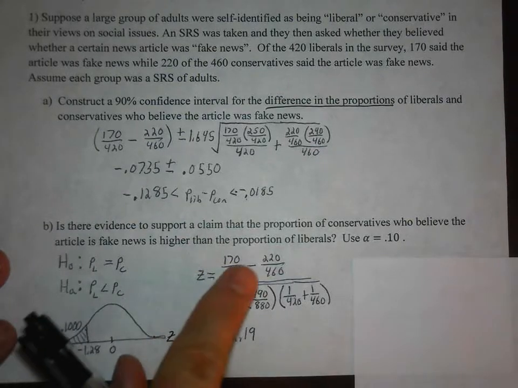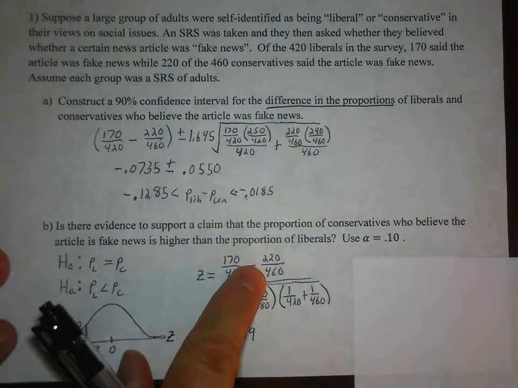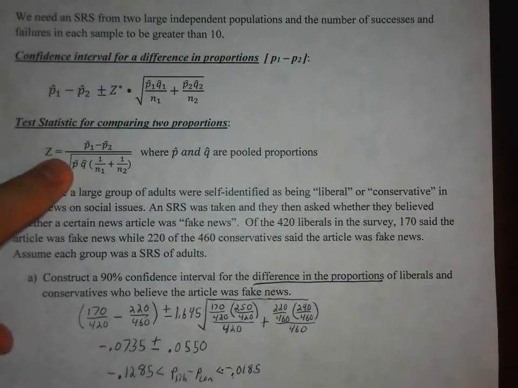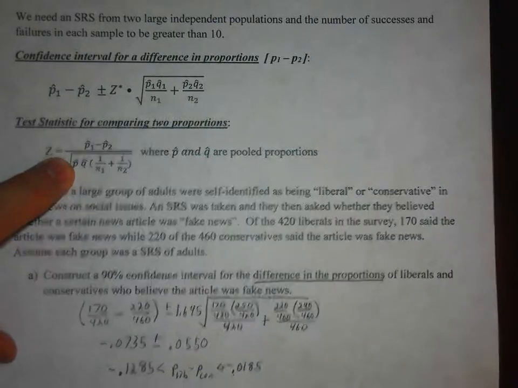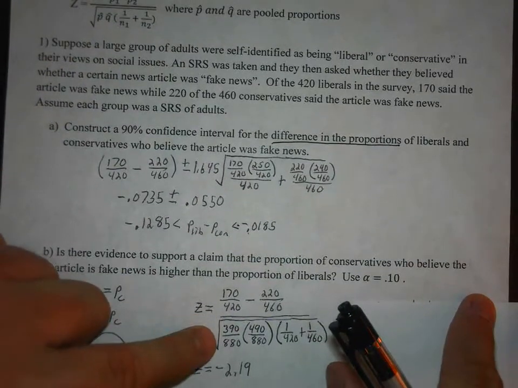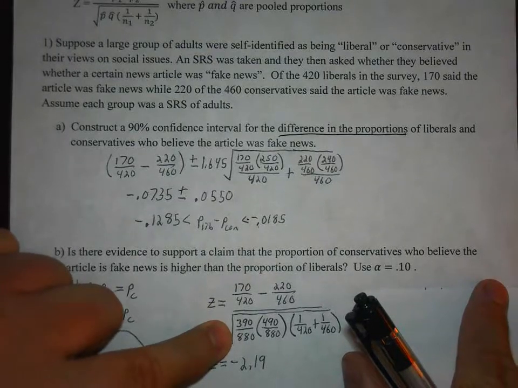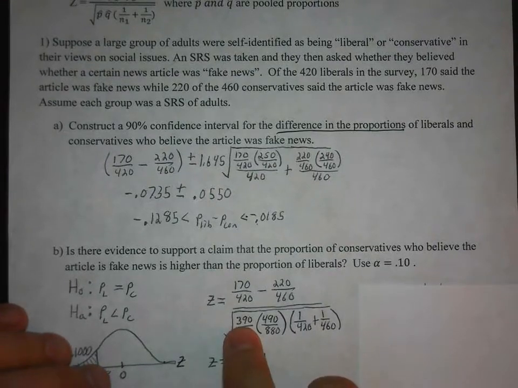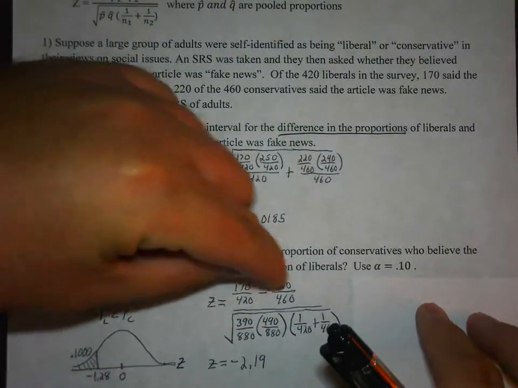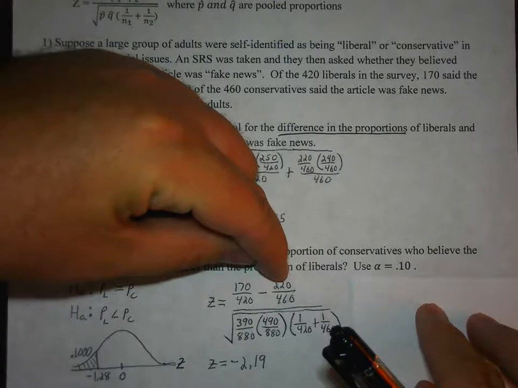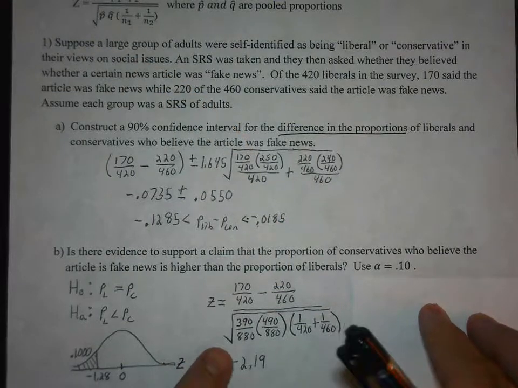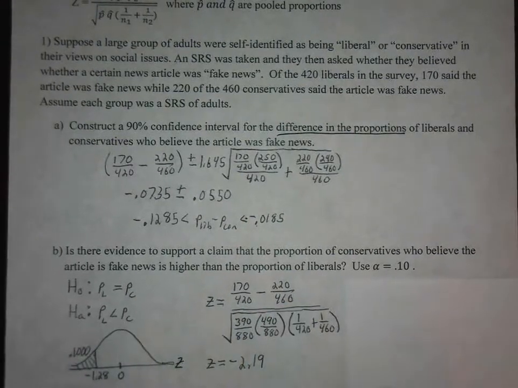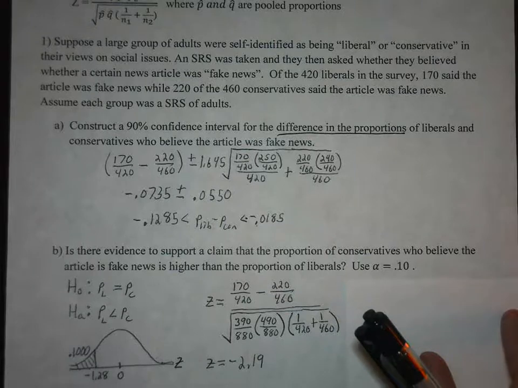you have the liberals minus conservative proportion for the sample, and then divided by, now this is where the p hat q hat comes in, the pooled proportions, 390 out of 880. So that is the proportion of successes, those who said it was fake news. Now where that 390 is coming from is adding the 170 and 220. That's 390. And then the total number of people in the survey was 880. That's the 420 plus 460. So that is what is meant by the pooled proportion.